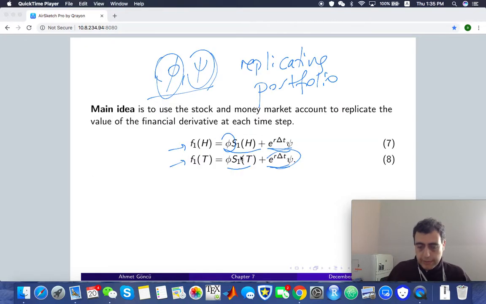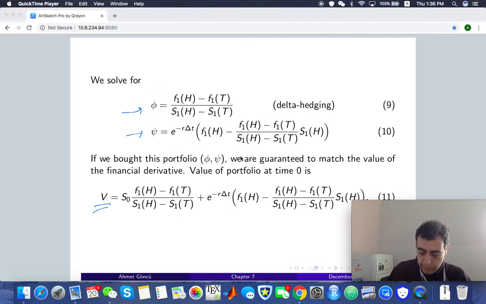As we said, we have this replicating portfolio, which consists of a finite number of stock holdings here, and you have this psi, which goes to the risk-free account and grows proportional to the risk-free rate in this delta t time, regardless of the state of nature. So you can solve these two equations for these two unknowns, and this is what you will get.